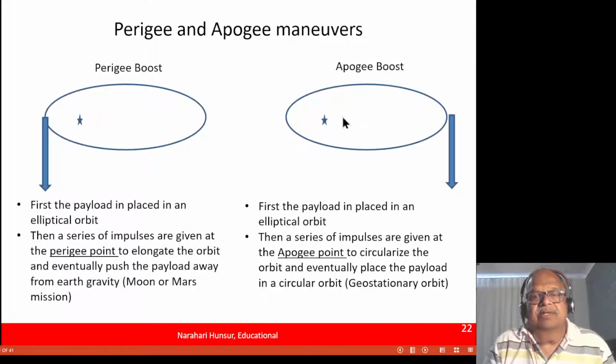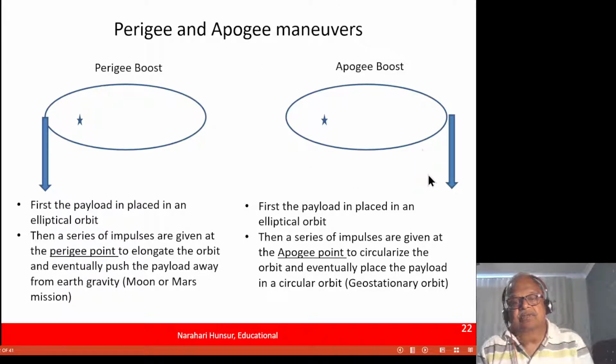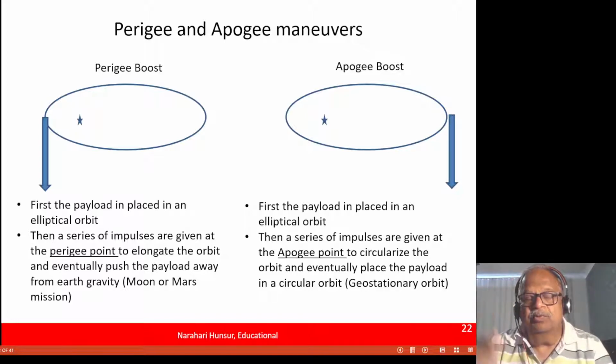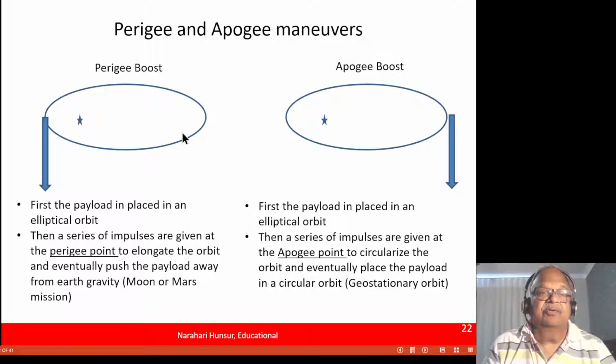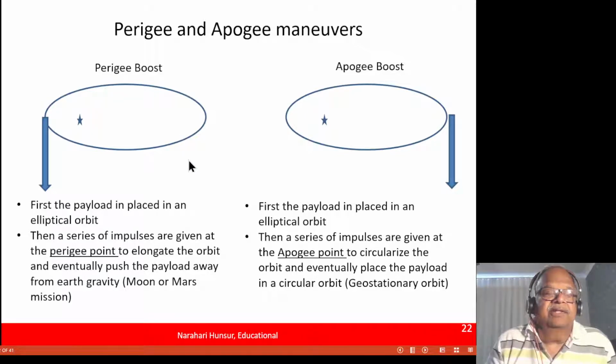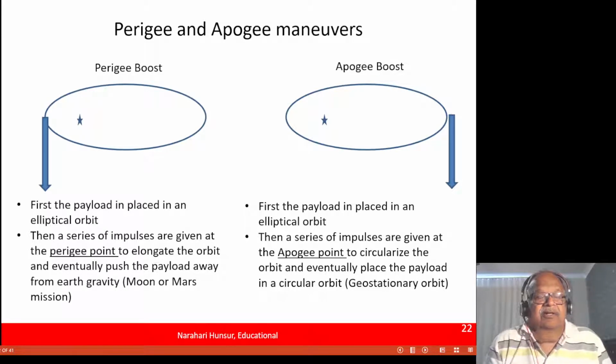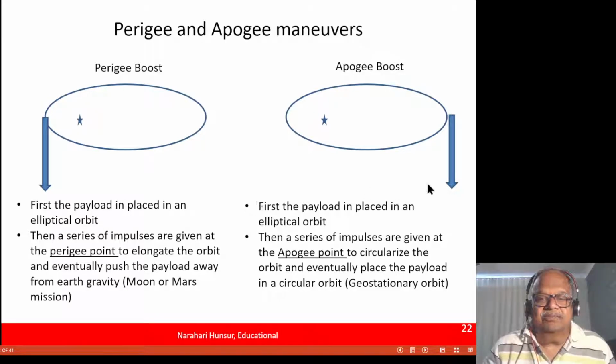Other than that, you can look at apogee. In this case, the same Earth is at one of the foci of the elliptical orbit. When it is at the furthest point, you give it an impulse. What it does is make the orbit more and more circular. Eventually, you will be putting it into geostationary orbit. So whenever you want to put something in geostationary orbit, you give an apogee boost. And whenever you want to take it out of the orbit for interplanetary missions, then it's a perigee boost. I'm not going into great detail. These are not as simple as I have explained here. These are very, very complex maneuvers, but the idea is to give you a flavor of what is being done here.